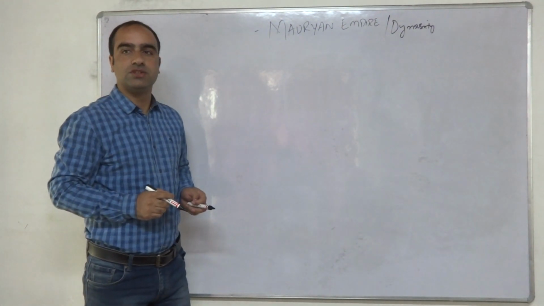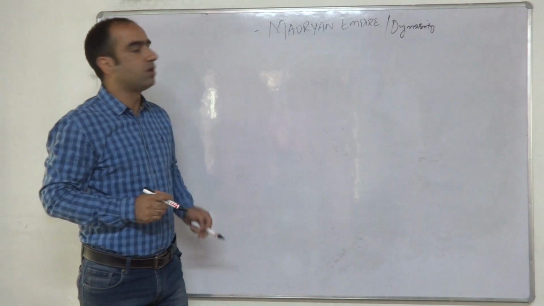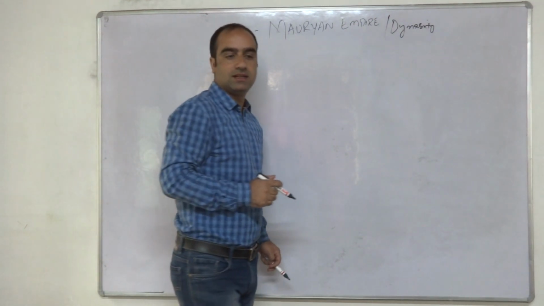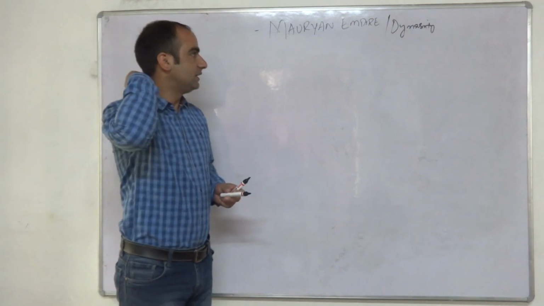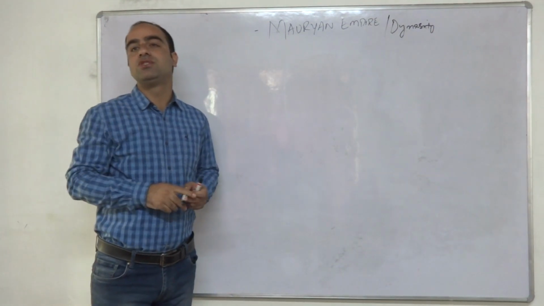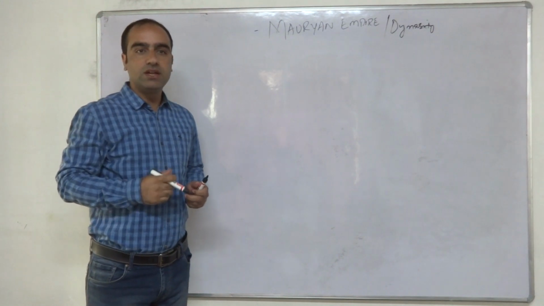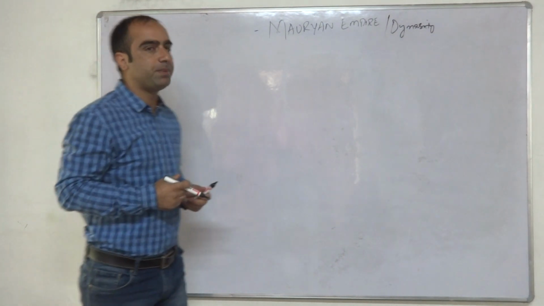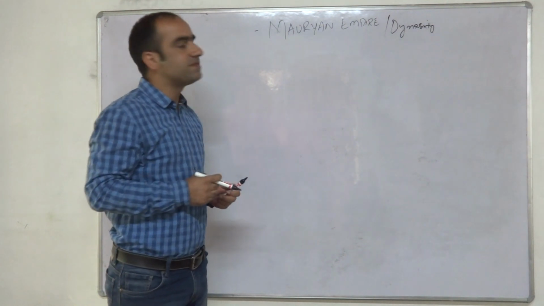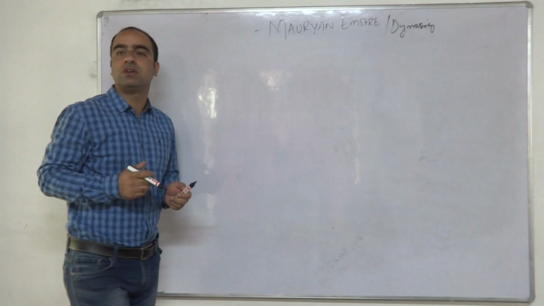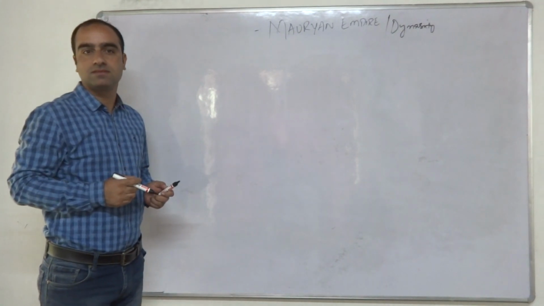Today, as you know, our topic is the Mauryan Empire, the Mauryan dynasty. It is the dynasty which was the first big empire which ruled over India. It ruled not only over the parts which are under the Indian mainland, but over those areas as well which lie beyond the Indian natural frontiers.